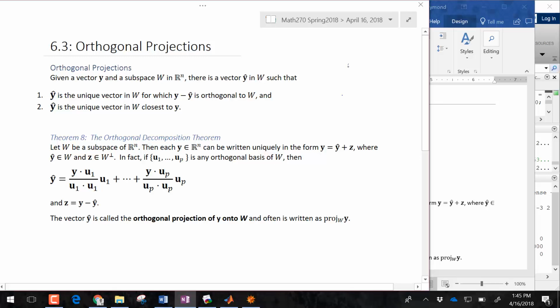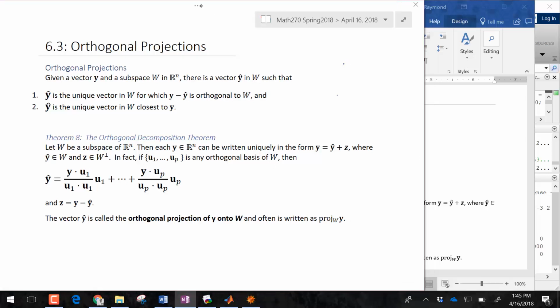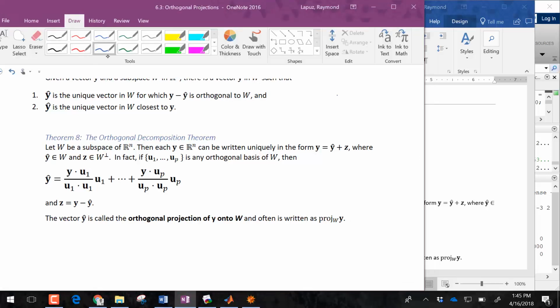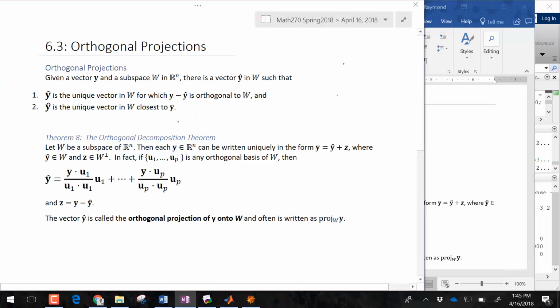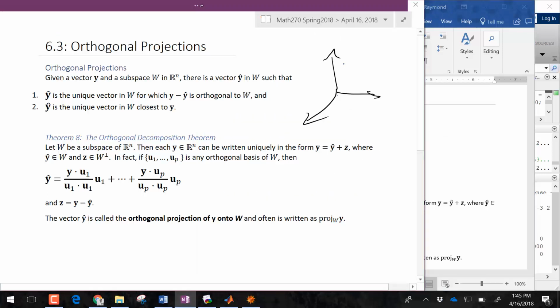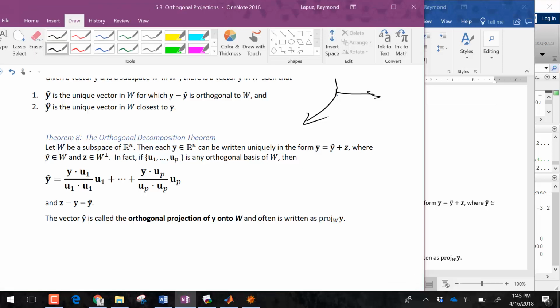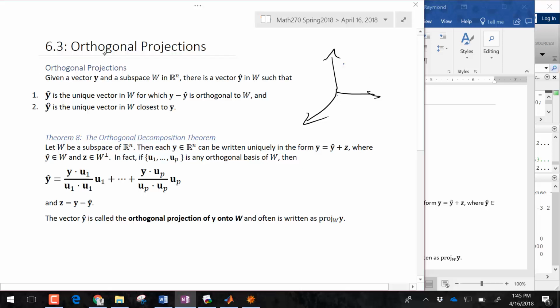So let's say we're in R3, and we're talking about subspaces and stuff like that. So let's keep all the subspaces as if they're going through the origin, because a subspace goes through the origin. So let's say not necessarily the XY plane, but some other plane that passes through the origin.